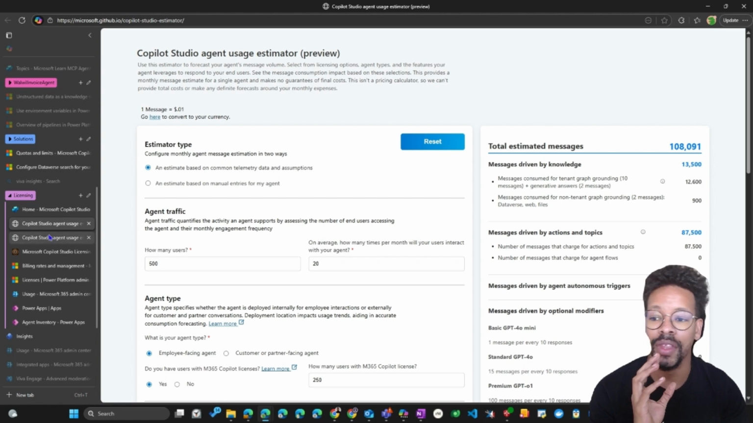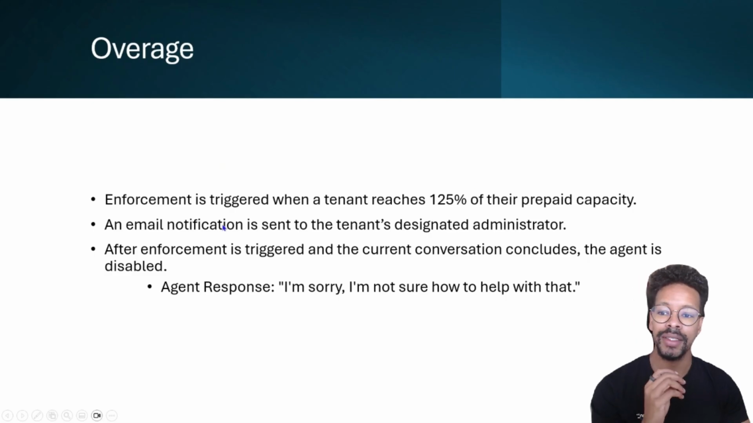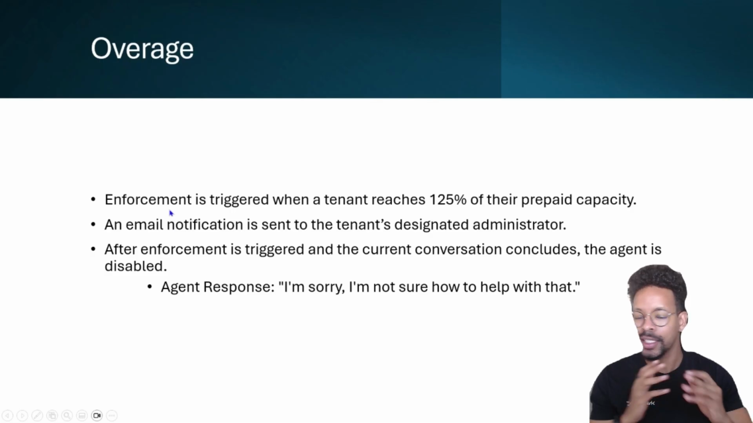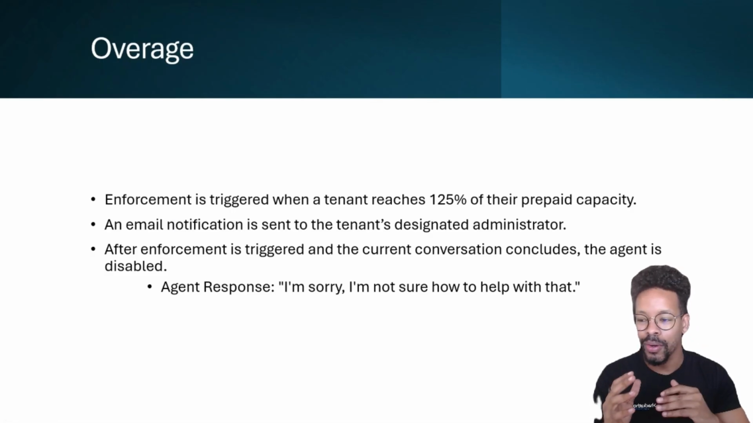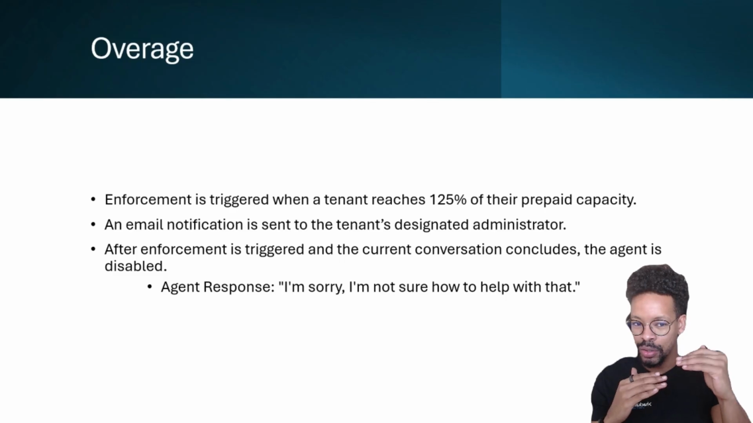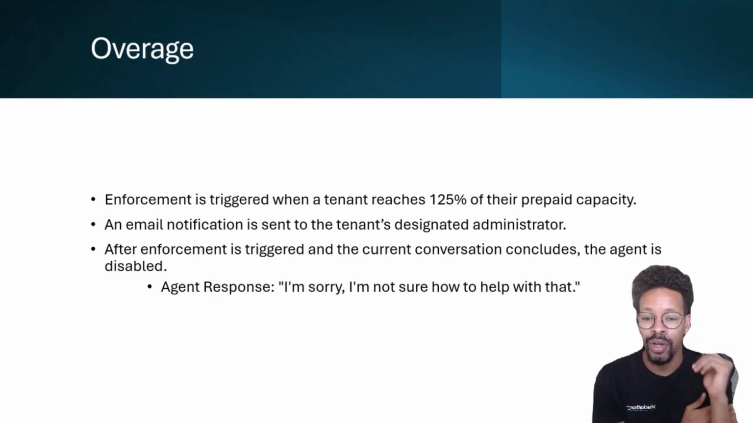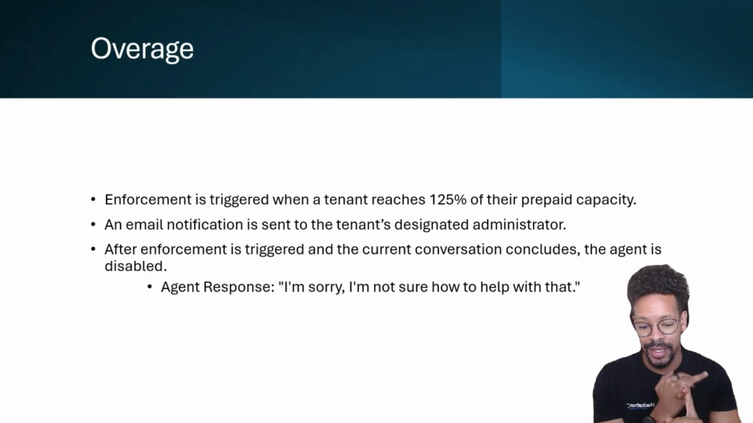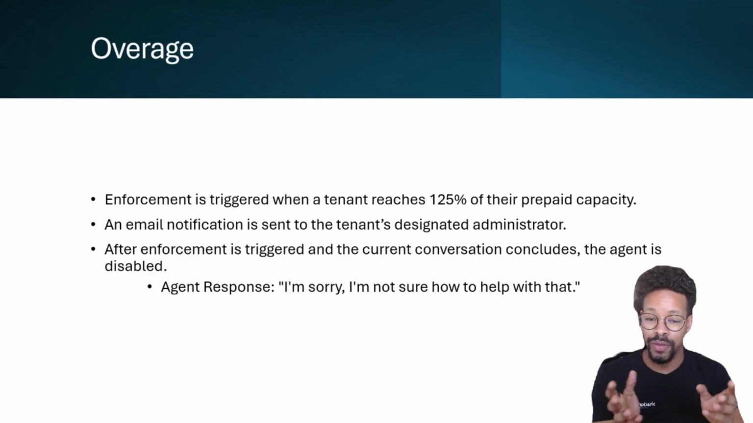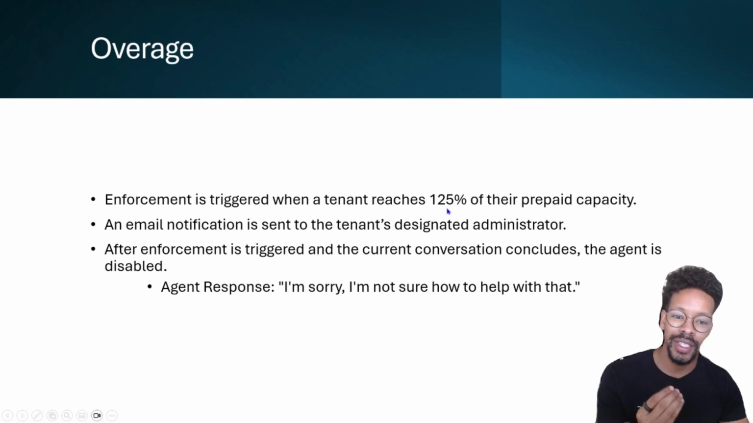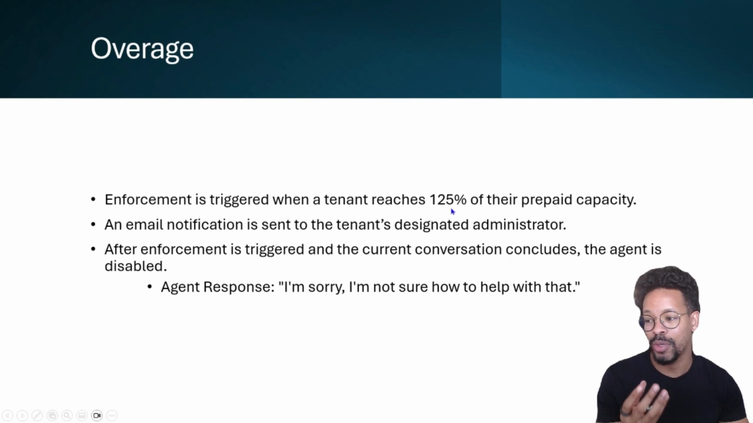This we can cover in depth in another video, but for now we have covered a couple of things, and the last thing I want to cover is overage. Most of my customers are asking me why their agents, or their environments, don't stop at 100% usage. It's because the overage enforcement is triggered at 125% of the prepaid capacity. So make sure that you set up these alerts and you get the notifications, and make sure that you don't get caught up in the overusage, which is 125%.